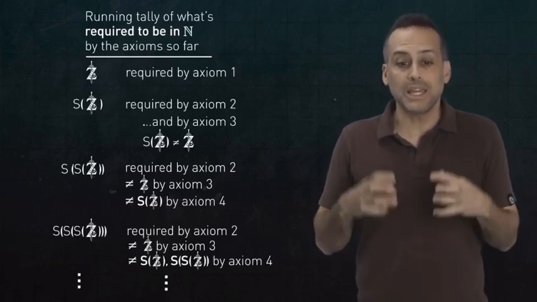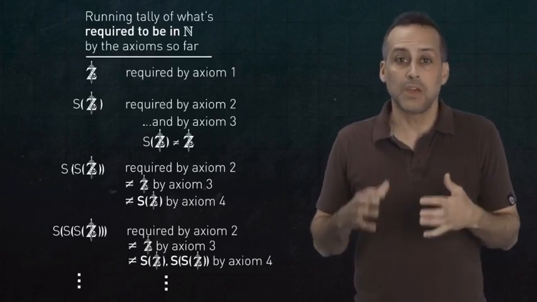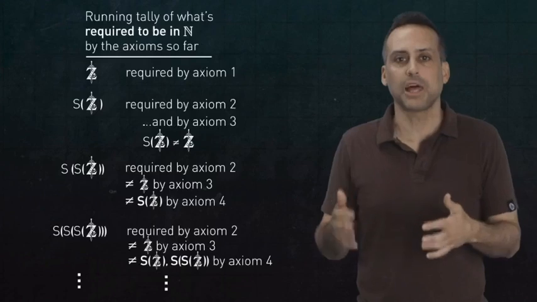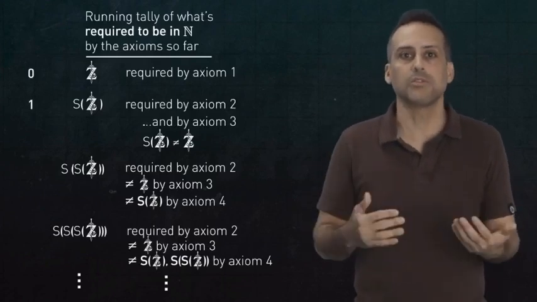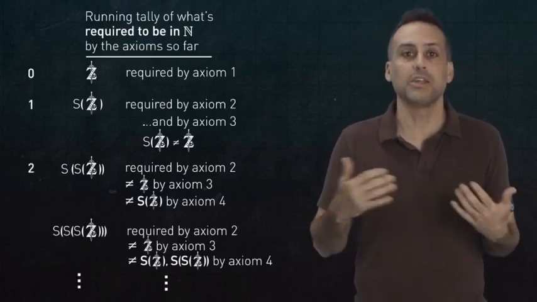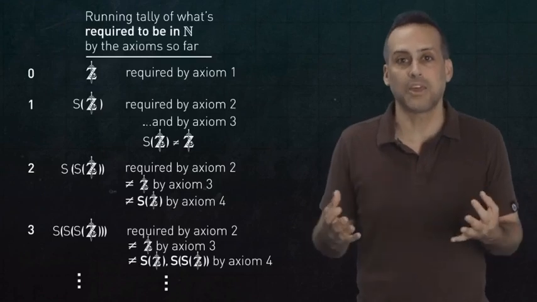This is starting to look like an infinite list of counting numbers. If we introduce some shorthand names for these elements, borrowing Arabic numerals, like 0 for Zelda, and 1 for S of Zelda, and 2 for S of S of Zelda, and so on, it will look exactly like the counting numbers.